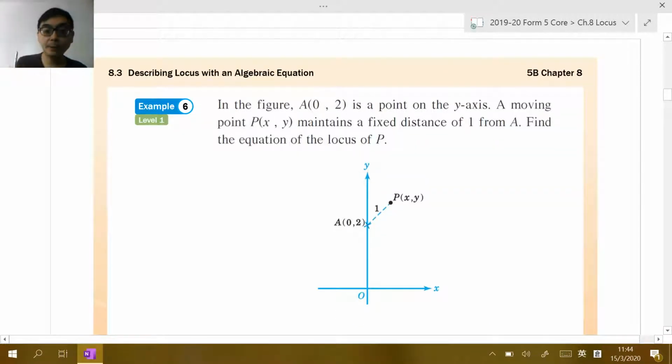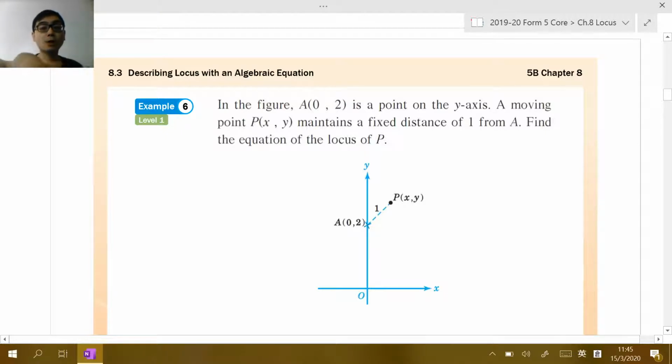We have a fixed point A (0, 2) in the coordinate plane, and P maintains a fixed distance from A. So no matter whether you have the coordinate plane or not, you should know this is a circle. Because if I have a variable point and a fixed point with a fixed distance, you should think of a circle.